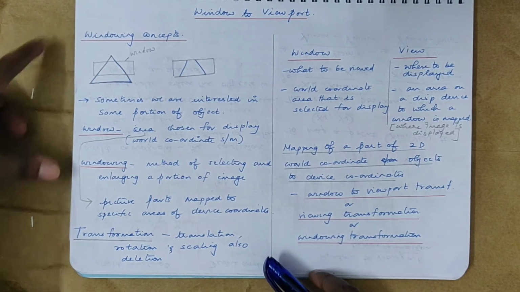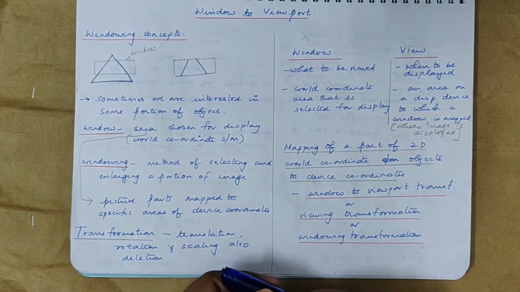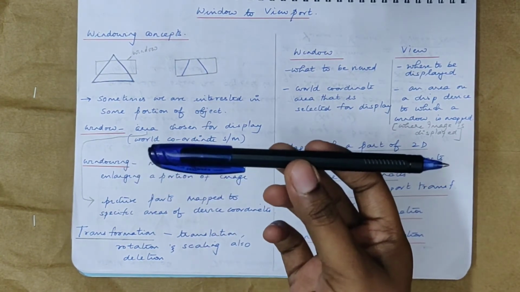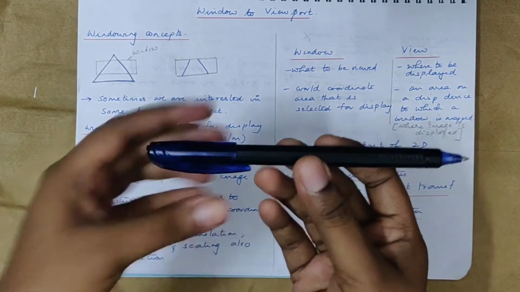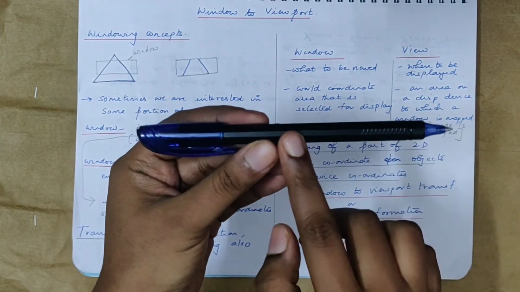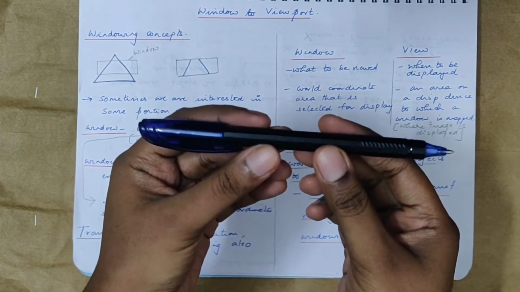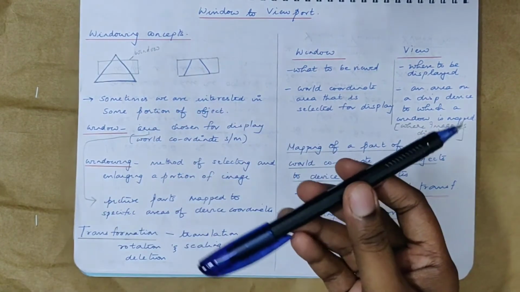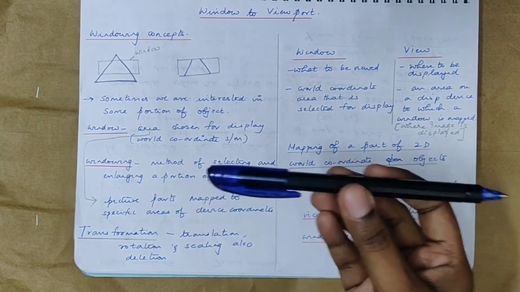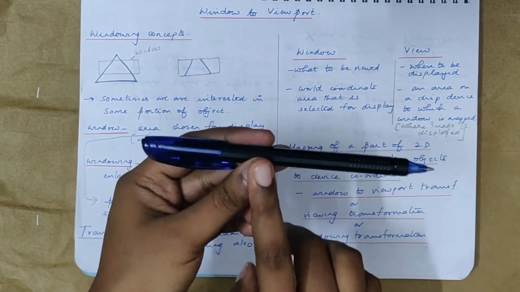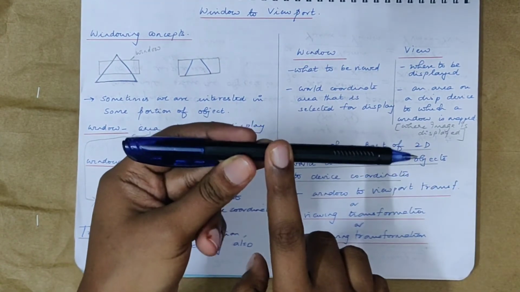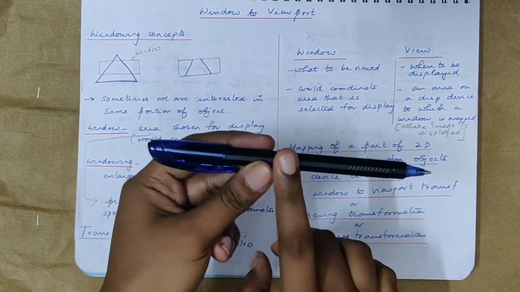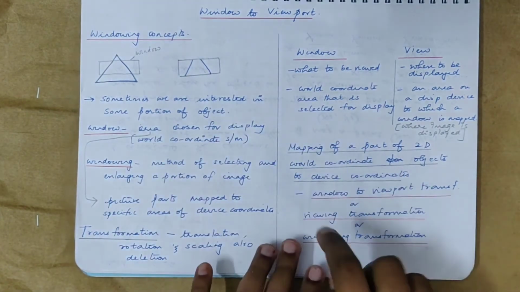In order to understand this, suppose you want to view an object, say for example this pen. When you are viewing it in real time, the coordinates are called the world coordinate system. Suppose you want to view this in a system, in your laptop or in your device, then you have to somehow convert the coordinate system from the world coordinate system to the device coordinate system, right? So how do you do that? That is what comes under this topic.